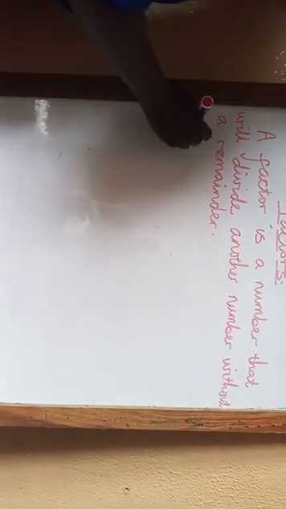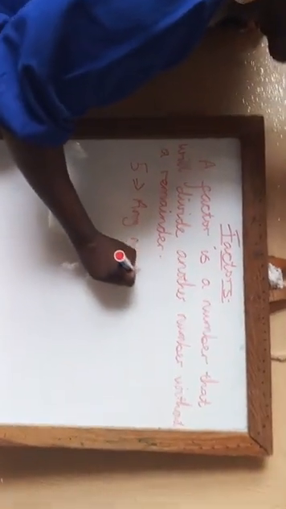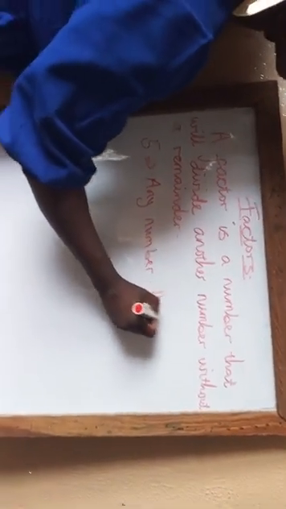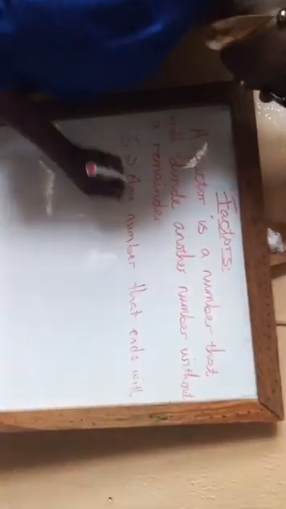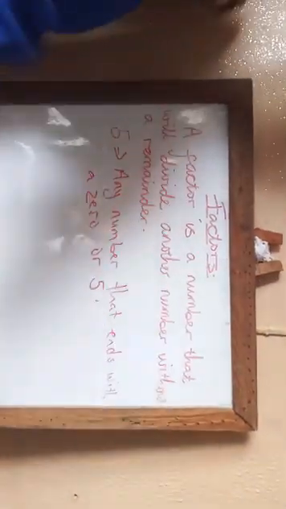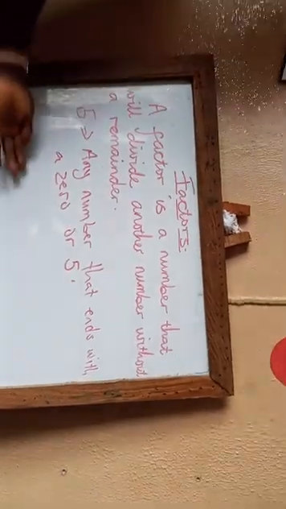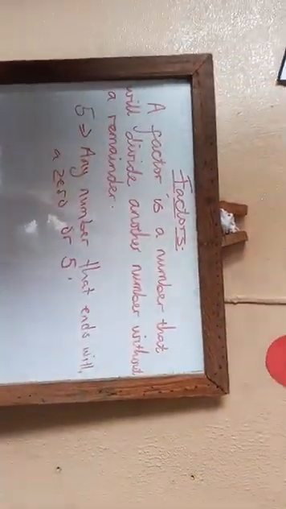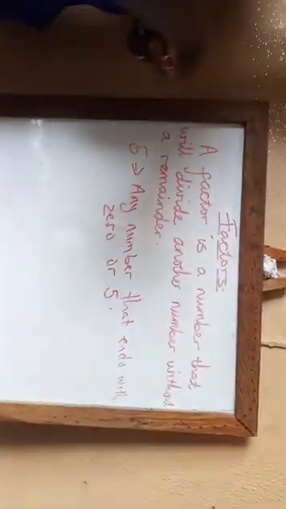Then for 5, it is a factor of any number that ends with a 0 or 5. 5 is a factor of any number that ends with what? A 0. Any number that ends with 0 or 5. Example, let us see this.